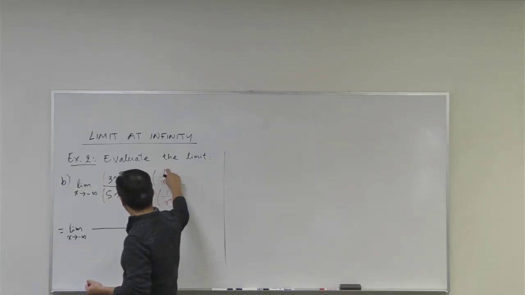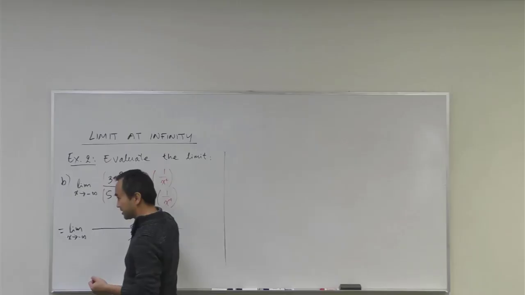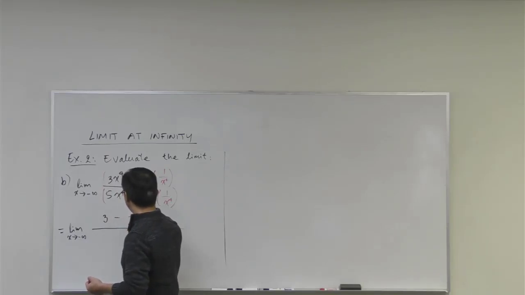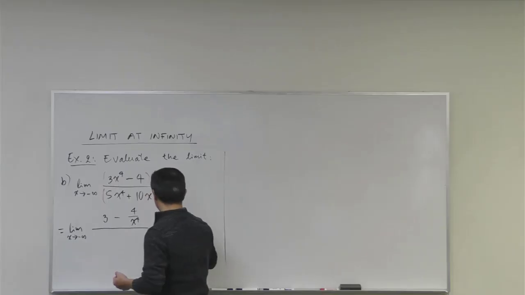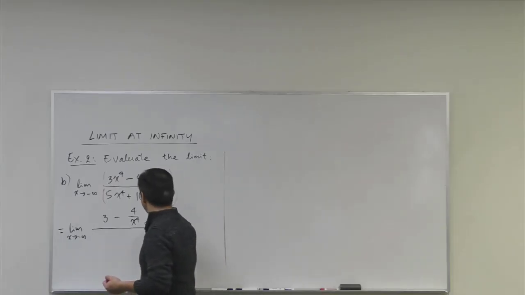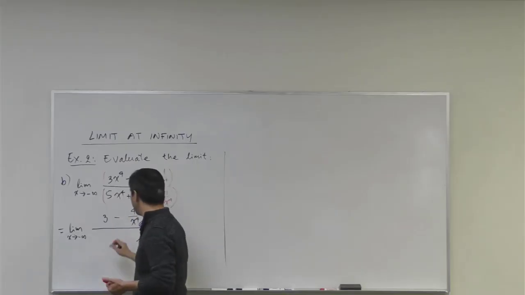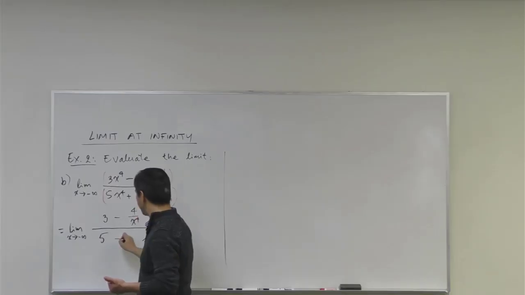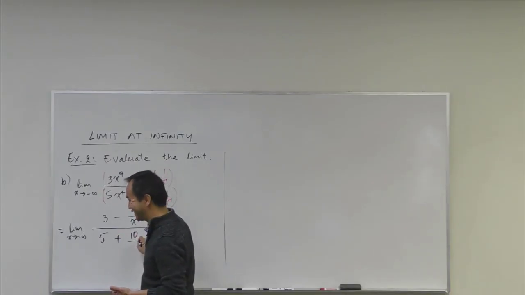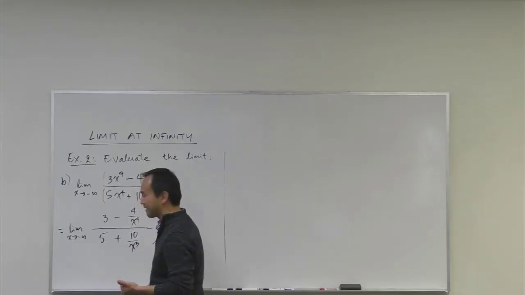So distributing the 1 over x to the 4th to each of the terms in the numerator here, the first term comes out being 3. You agree? The next term comes out being minus 4 over x to the 4th. And then distributing that 1 over x to the 4th to the two terms in my denominator, the first term comes out being a 5, and the next term comes out being a 10 over x to the third power.